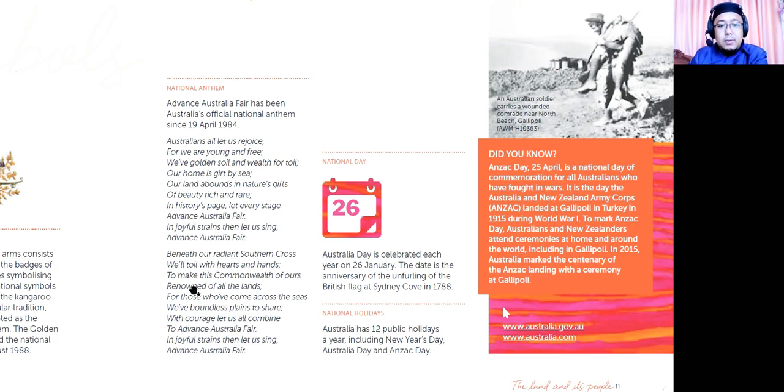Beneath our radiant Southern Cross, we'll toil with hearts and hands to make this Commonwealth of ours renowned of all the lands. For those who've come across the seas with boundless plans to share, with courage let us all combine to advance Australia Fair. In joyful strains, then let us sing Advance Australia Fair.